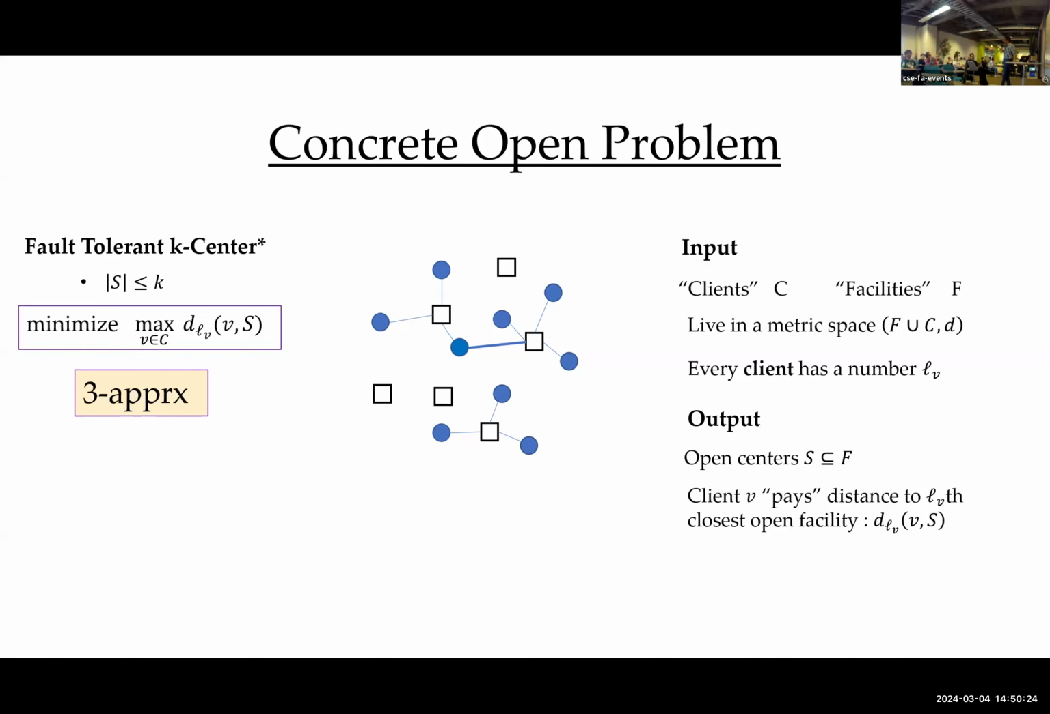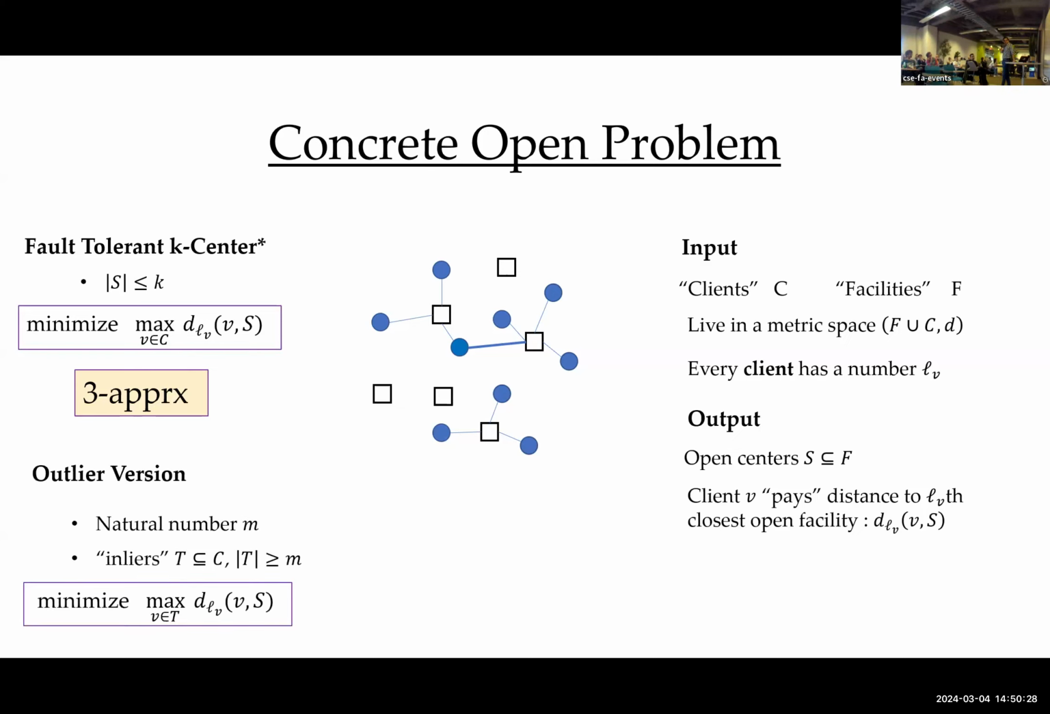But then you can ask about the outlier. Now I have outliers, what can I do? And so again, this is the setting. I have m clients I need to cover. I want to minimize the max only over the inliers.